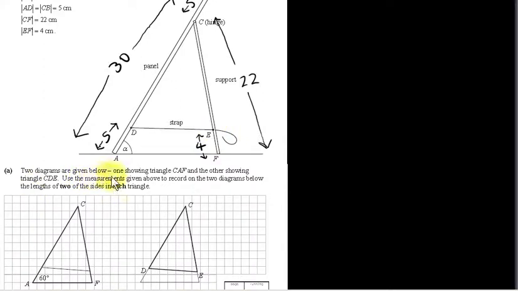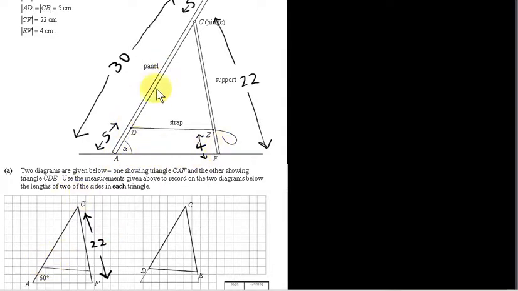Two diagrams are given below, one showing triangle CAF, and the other showing triangle CDE. Use the measurements given above to record on the two diagrams below the lengths of two of the sides in each triangle. Well, CF, as we can see here, is 22 centimeters. Now, we can't get AF. We don't know what that is so far.